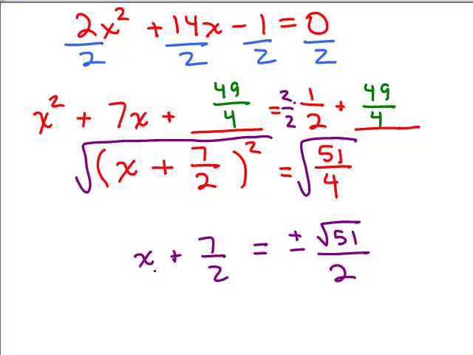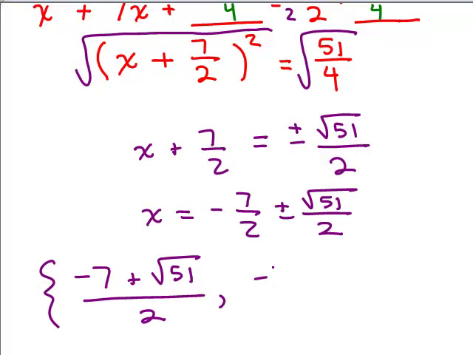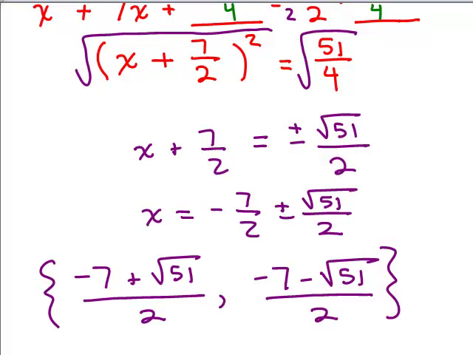And at least we've got a fraction with the same denominator on both sides. So we're getting close. We're going to subtract 7 halves from both sides. So I have negative 7 halves plus or minus square root of 51 over 2. And we could write that as negative 7 plus or minus square root of 51 all over 2, since it has a common denominator. And I'm just going to write my solutions. There's 2 different solutions. Negative 7 plus square root of 51 all over 2. Negative 7 minus square root of 51 all over 2.